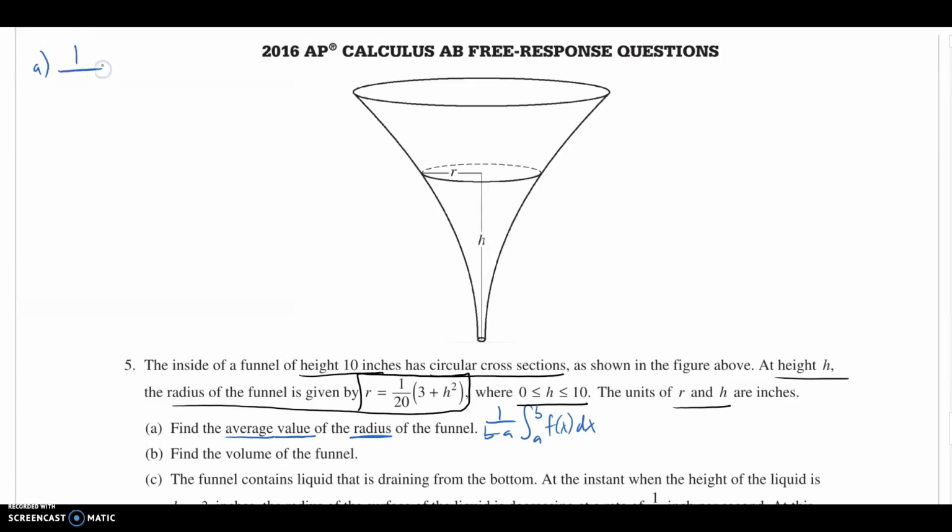So in this case, our 1 over b minus a, it does just say average value of the radius, so we're going to go for the entire domain, which was 10, from 0 to 10, times the integral from 0 to 10 of our r function, and we had r in terms of h. So that'd be the best way to write that notation. And then go ahead and just drop that function into our integral.